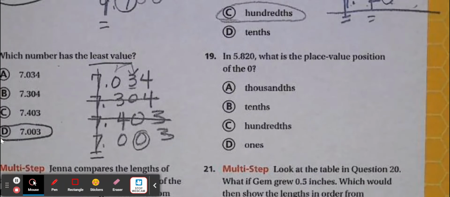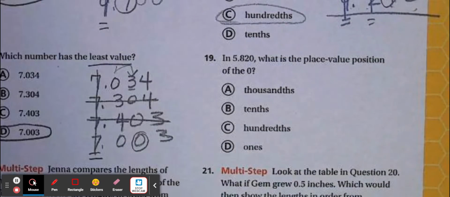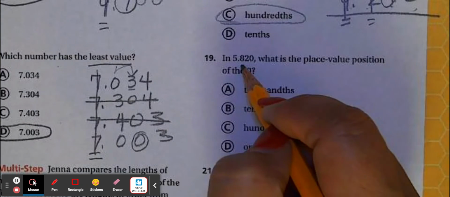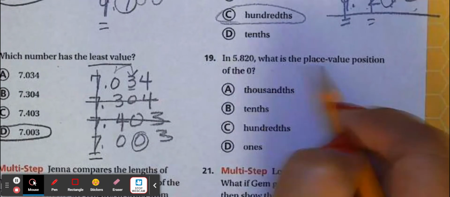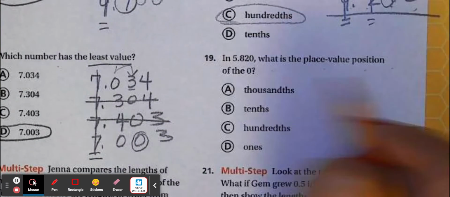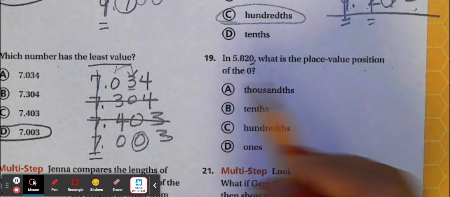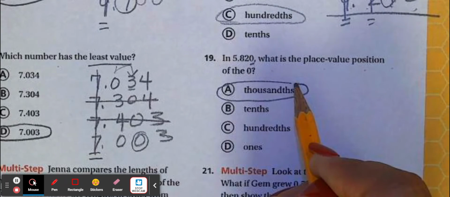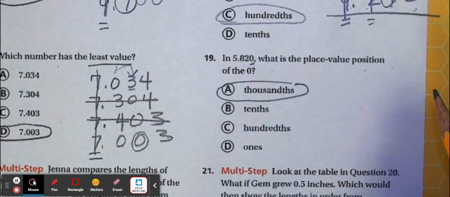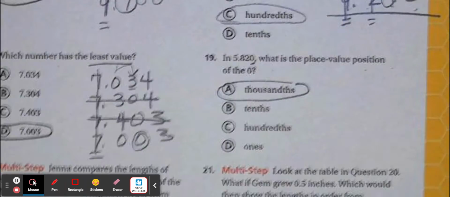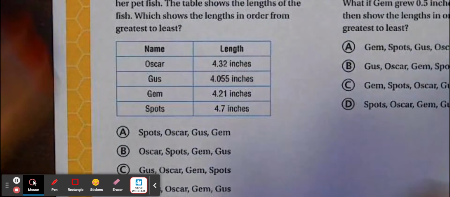All right, let's look at number 19. In 5 and 820 thousandths, what is the place value position of the 0? And the 0 is in the thousandths place value.